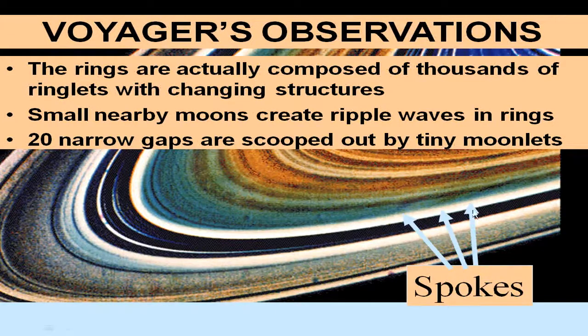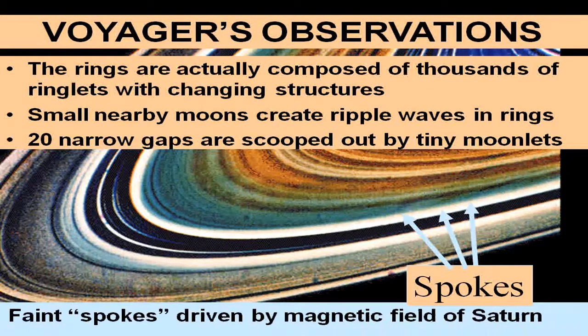Also, Voyager observed that there are spokes within the ring system, these darkened lines that pass across the ring system, and this might be driven by the magnetic field of Saturn. That is at least one hypothesis, that it might be a magnetic effect or a gravity effect on the ring system.